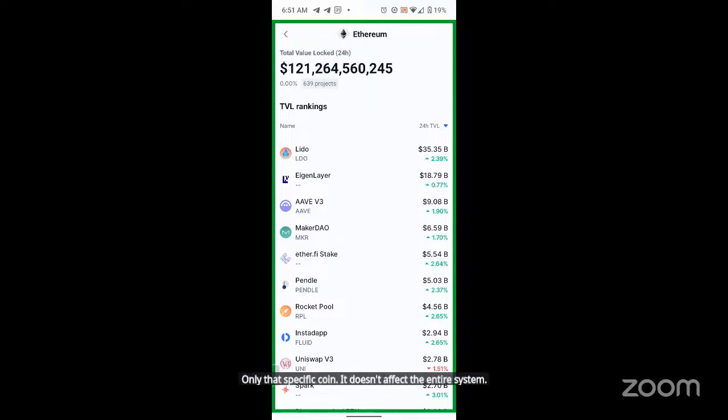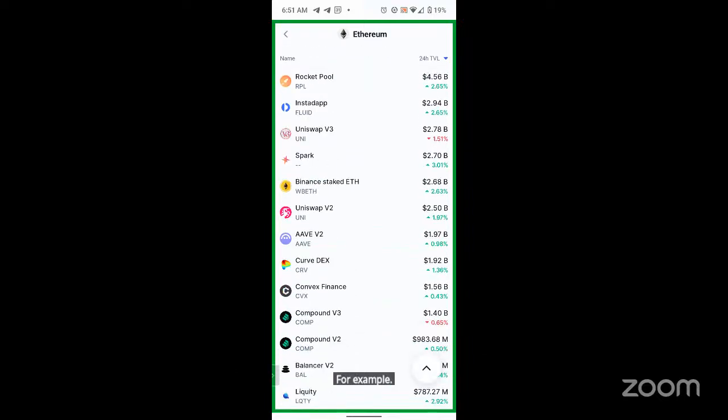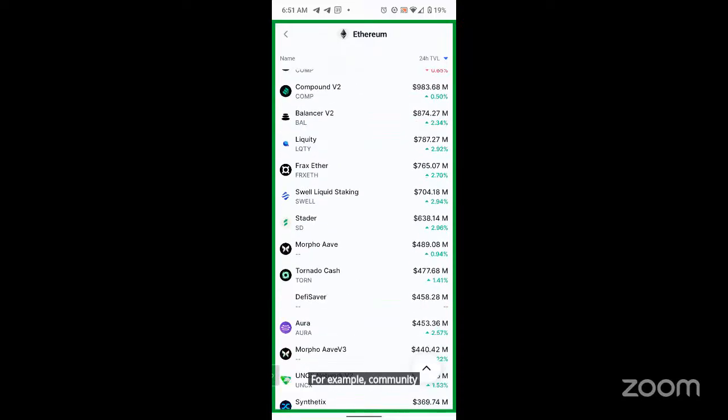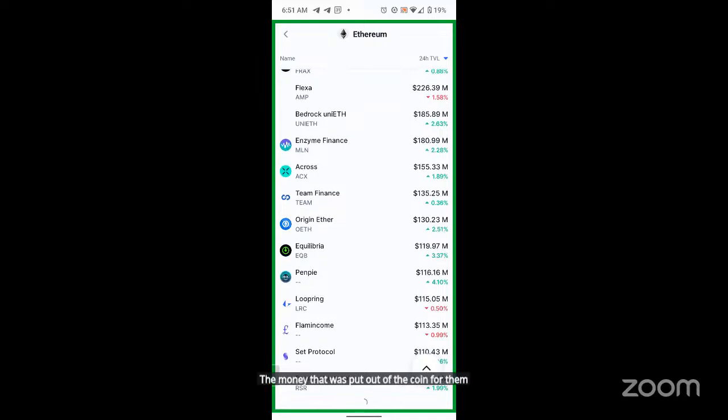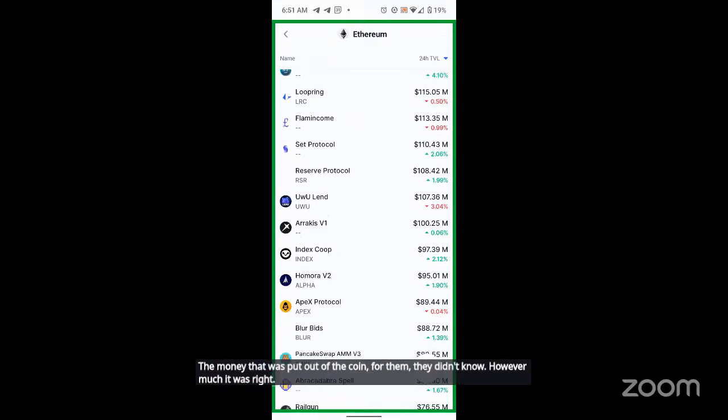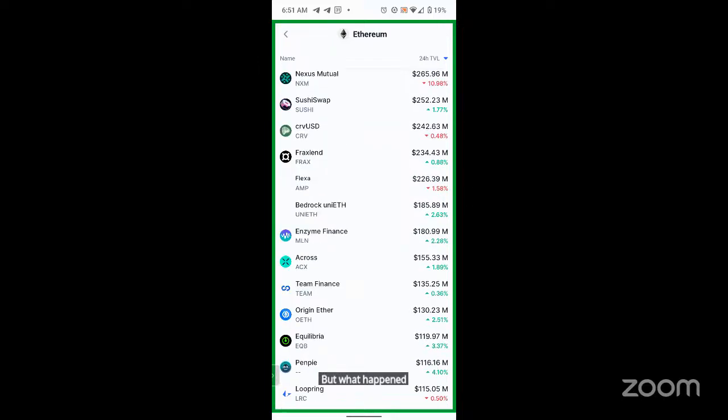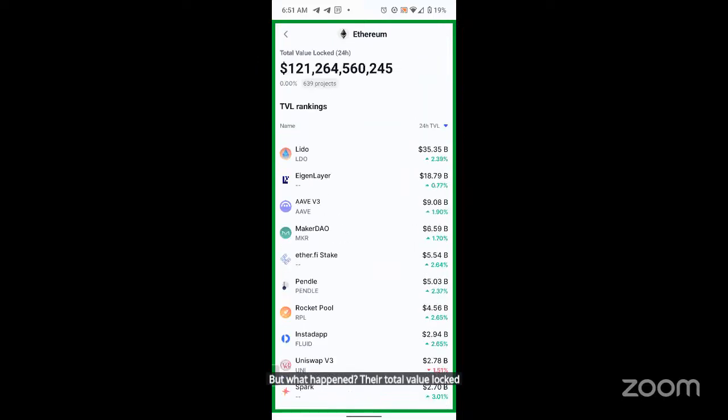For example, it was very hard for the OM community to convince people that the money that was pulled out of the coin, they didn't know however much it was right. But what happened? Their total value locked was too small. Their total value locked was too small, to the extent that somebody can rug pull.